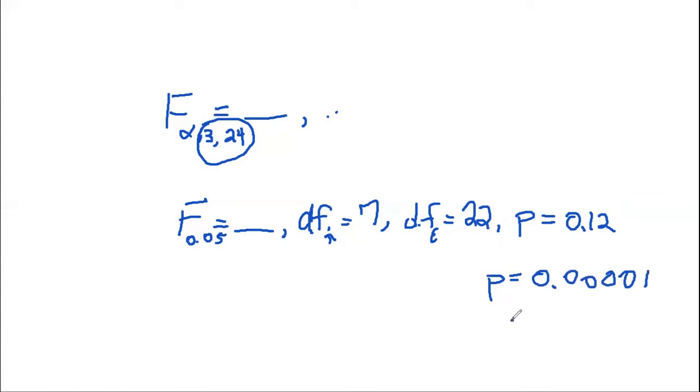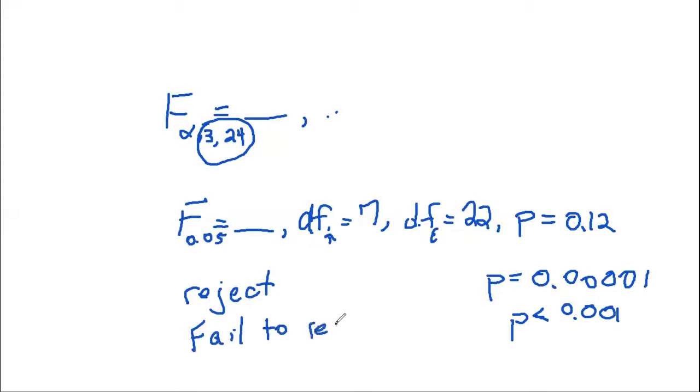You could report that, or you could just say p less than 0.001, for example. You're going to want to state in your results whether you reject or fail to reject. Okay. And you want to report any outliers, what you did with outliers, and always graph.